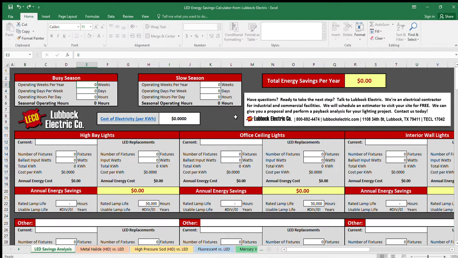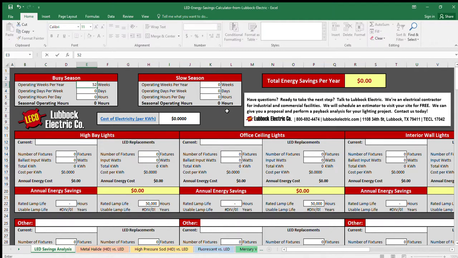I'm going to give you a quick walkthrough of this LED savings calculator to help you discover for yourself how much your company could save by switching to LED lighting. Let's get started. First, we need to calculate your company's operating hours. If your business is not seasonal and you don't have a busy and slow season, just ignore the second column and stick to the first one.